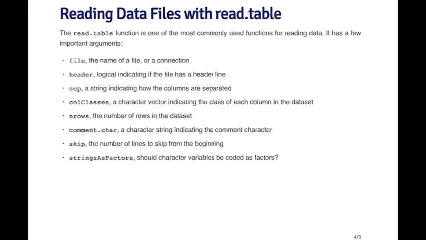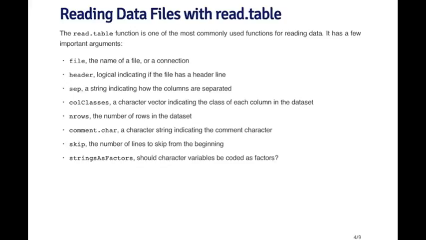colClasses is a character vector whose length is the same as the number of columns in the data set, and the character vector indicates the class of each column in the data set. For example, if the first column is numeric, the second column is logical, and the third column is a factor, etc. It's not required, but it tells read.table what the class of the data is for each column. nrows is the number of rows in the data set. This is not required, but it can be used.